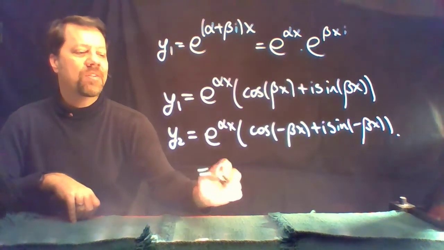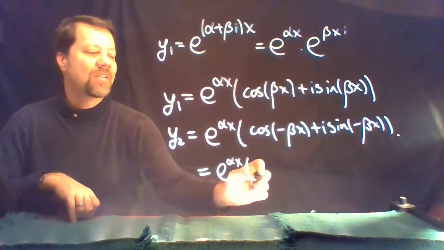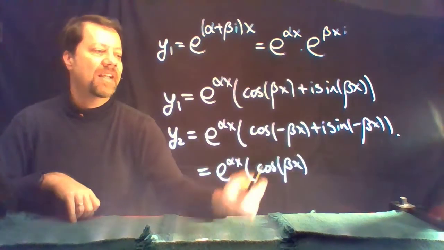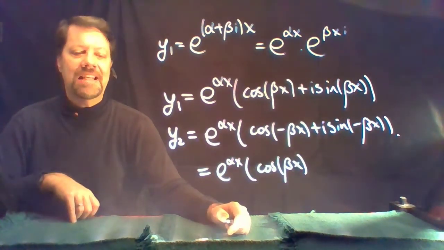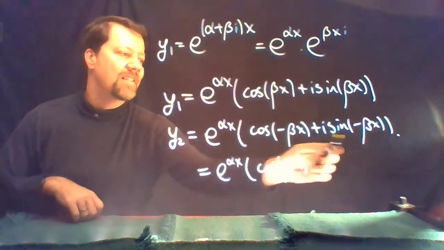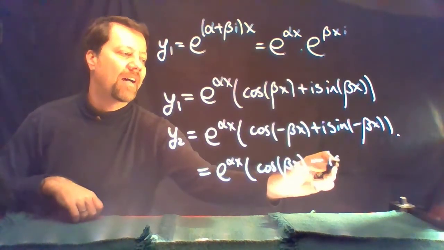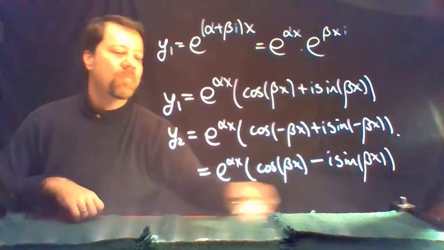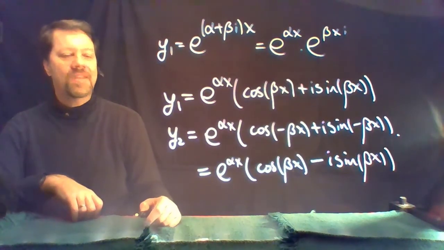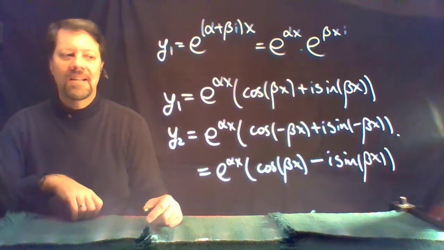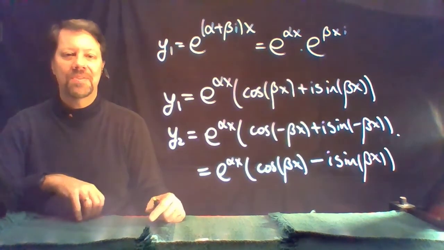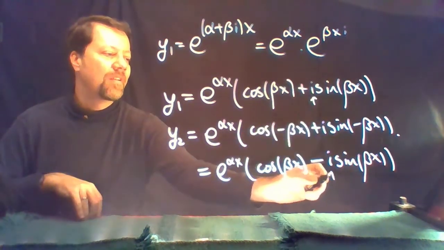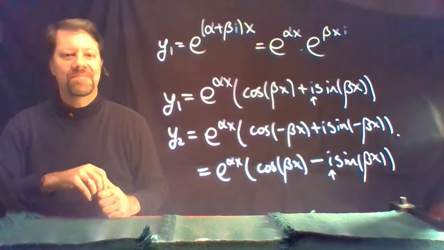So on y2, we get e to the alpha x cosine beta x, because this negative goes away, cosine is even, and this negative comes out. We get negative i sine beta x. So these are our two solutions. They're great because they are solutions. They're lousy because they both involve an imaginary unit.